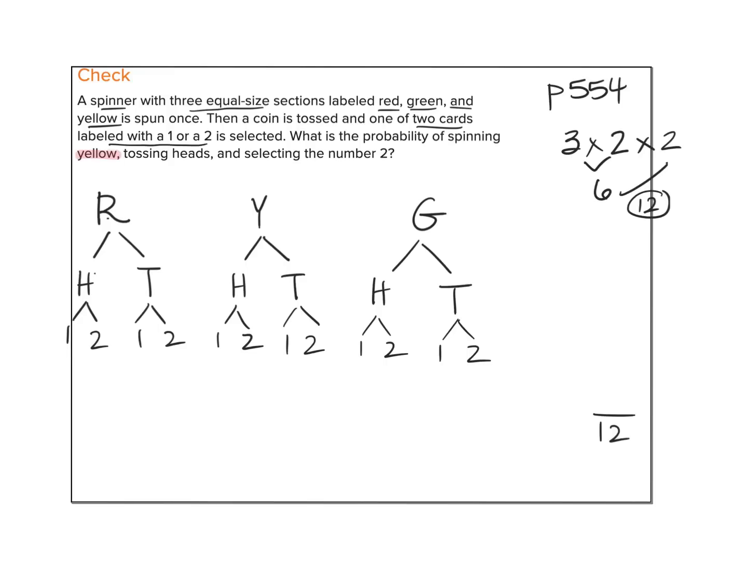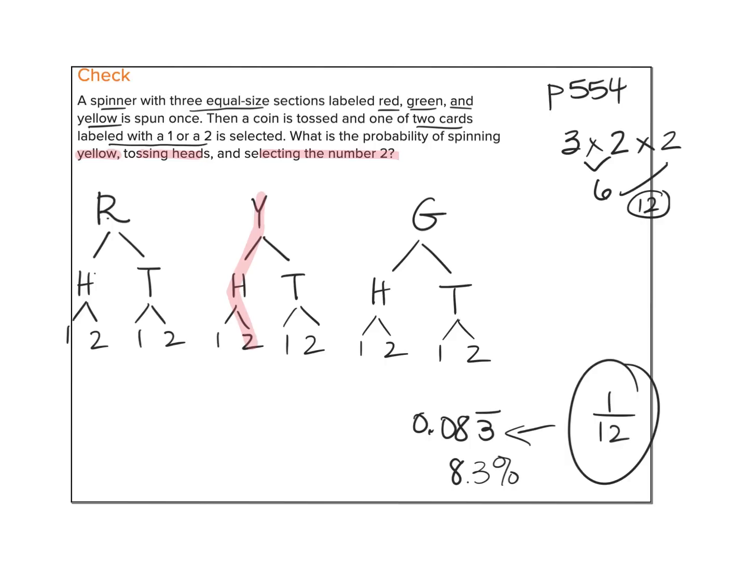Now I'm going to highlight the ones that actually work in my problem. I need a yellow, so I don't even care about the red and the green, heads, and a 2. Well, here's yellow, heads, and 2. There's only one of those. There's 1 out of 12, so that is my probability. And if you change that to a decimal and a percent, the decimal is 0.083 repeating, which is about 8.3%.